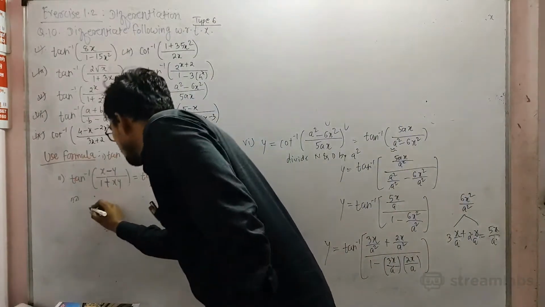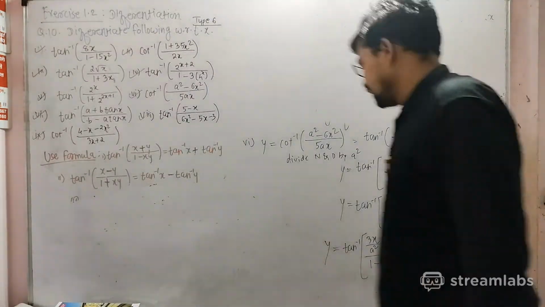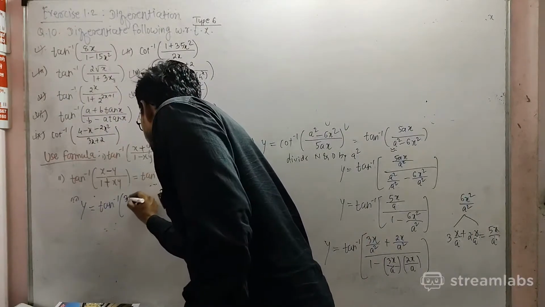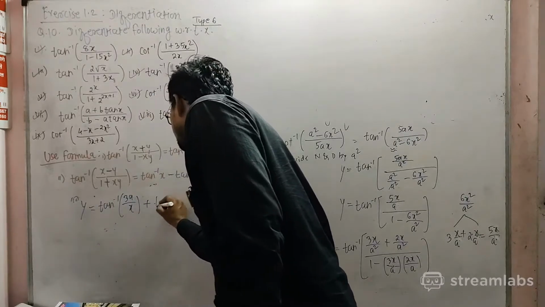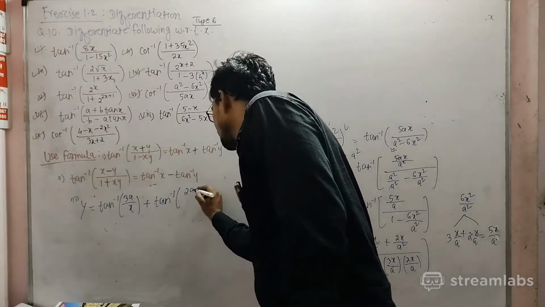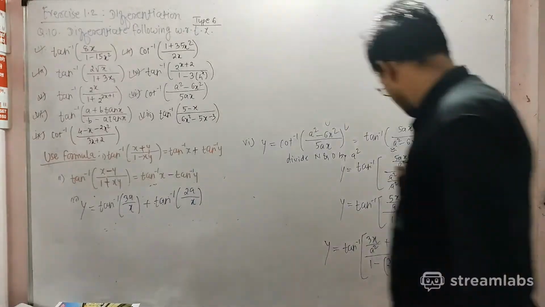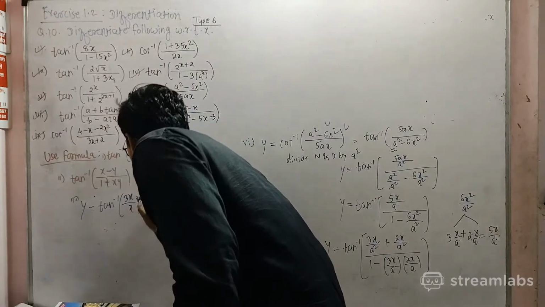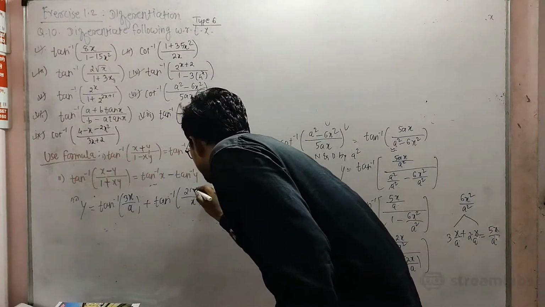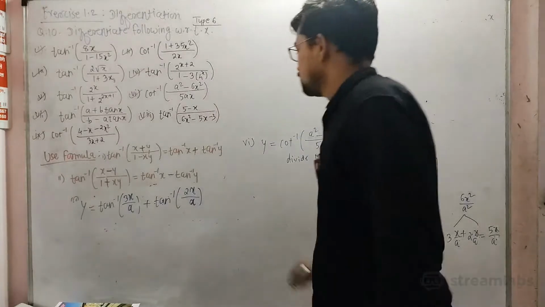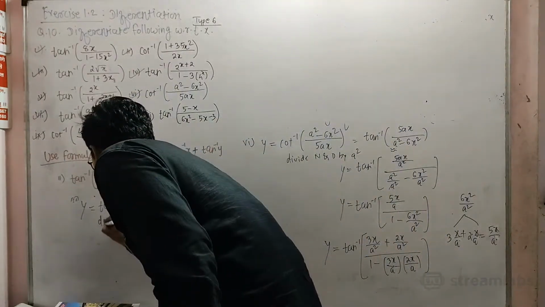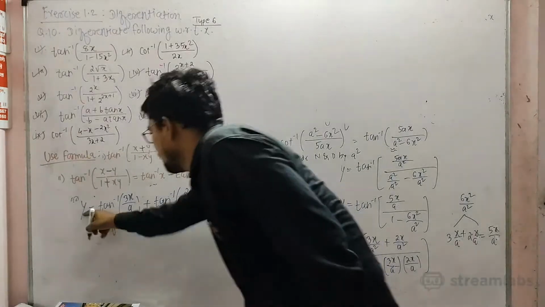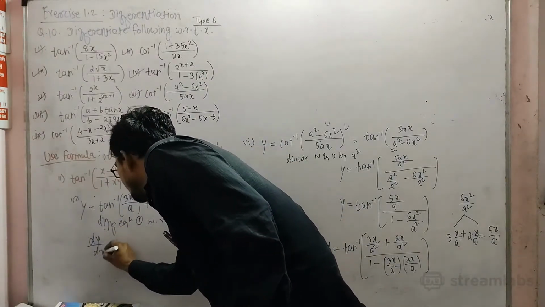Okay, let's see here. So we can write y is equal to tan inverse of 3x upon a plus tan inverse of 2x upon a. 3x upon a and 2x upon a. So say this is equation number 1. Differentiate equation 1 with respect to x. So the derivative of y is dy by dx.